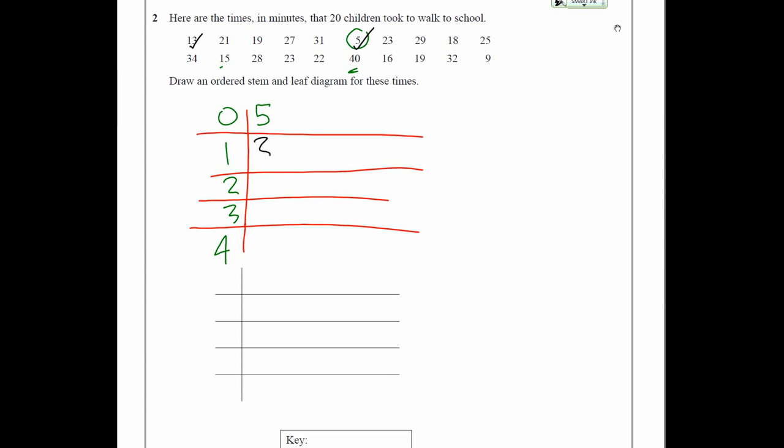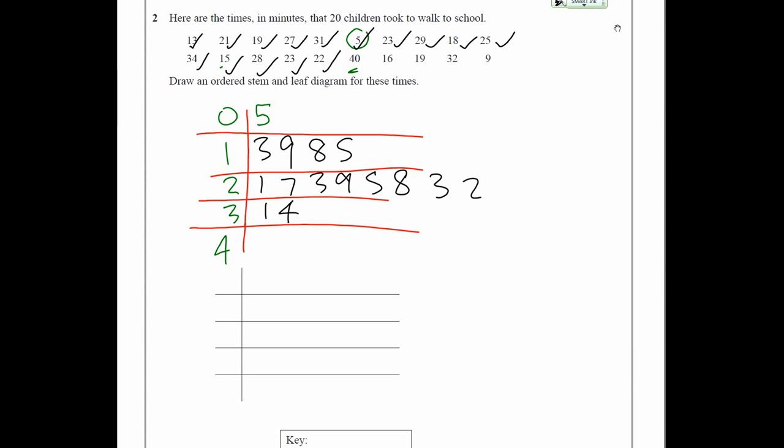So 13, 21, 19, 27, 31, 5 is done, 23, 29, 18, you're getting a bit of a rhythm with this, 25, 34, 15, 28, 23, 22, 40, 16, 19, 32, 32, and 9 on its own.